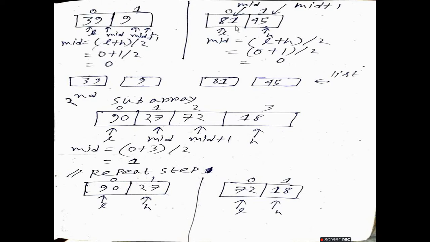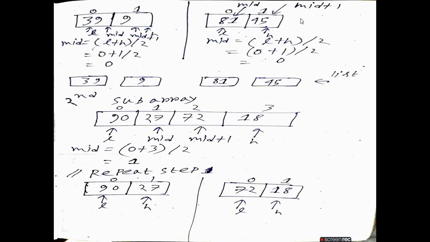Again use this operation on this subarray. This subarray has two elements, 81 and 45. Index is 0 and 1. Calculate mid. Mid equals (L plus H) by 2. That means here also the mid value is 0. So mid is pointing here and mid plus 1 is pointing here.